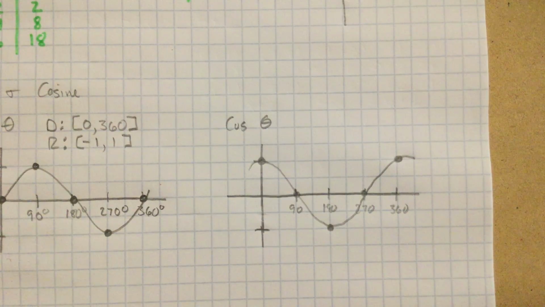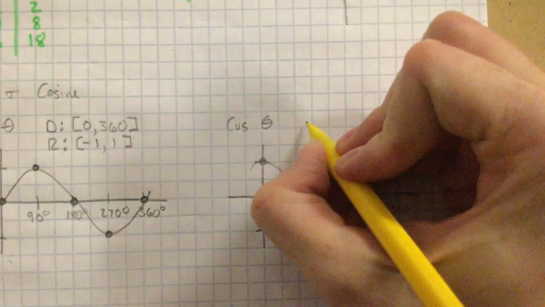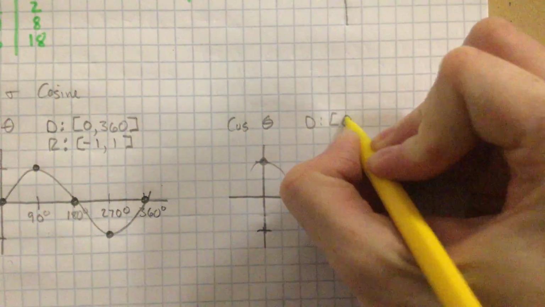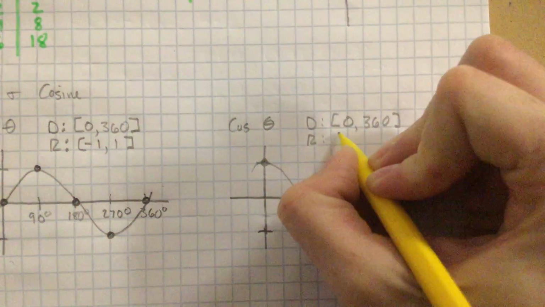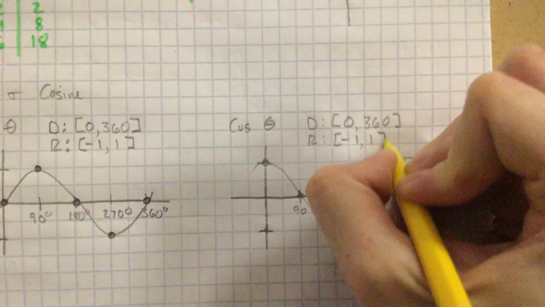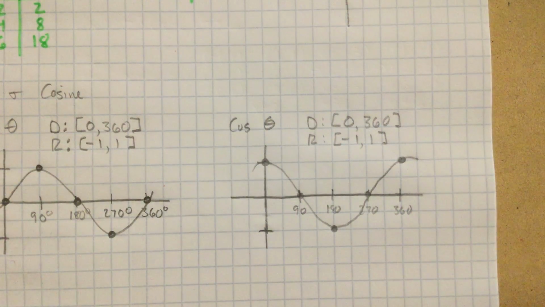Okay. The domain and range are the same as they were for sine. So I've got 0 to 360. And I've got -1 to 1. Okay? Does that make sense so far? Like where my numbers came from and all that. Circle is 360. You can roll a circle and this is what you get.